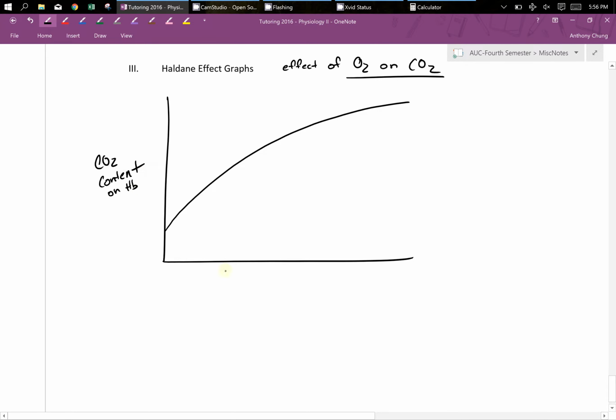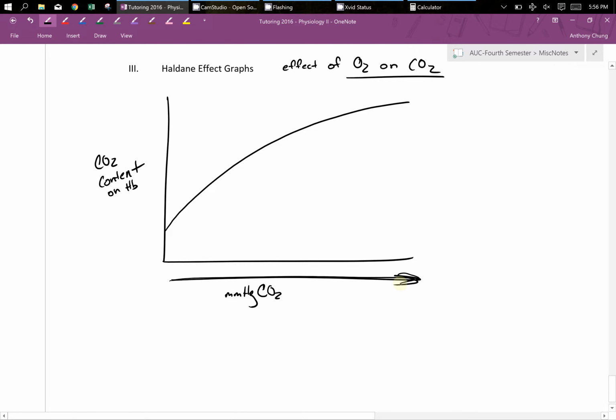And then over here, on this axis, you have increasing CO2, in millimeters of mercury. This is, once again, the environment that you're in. If you're at your feet, you have a lot of CO2 around you. If you're in the lungs, very little CO2. So once again, let's take a look at when you go to the right. When you go to the right, you have more and more CO2 in your environment.